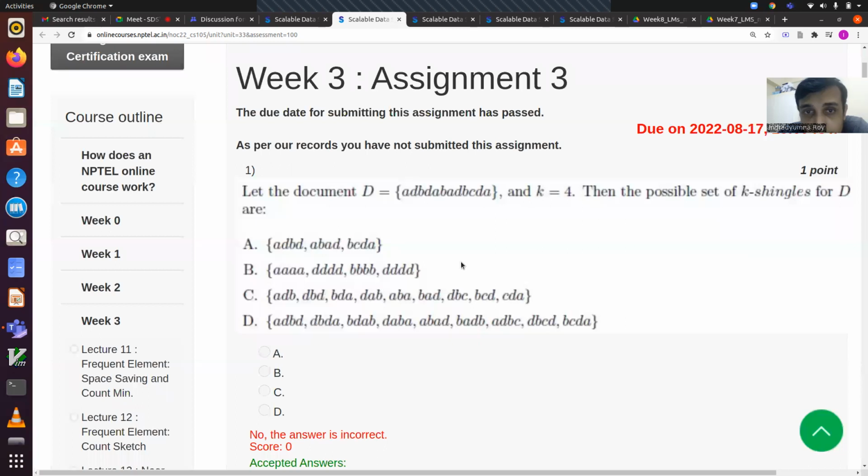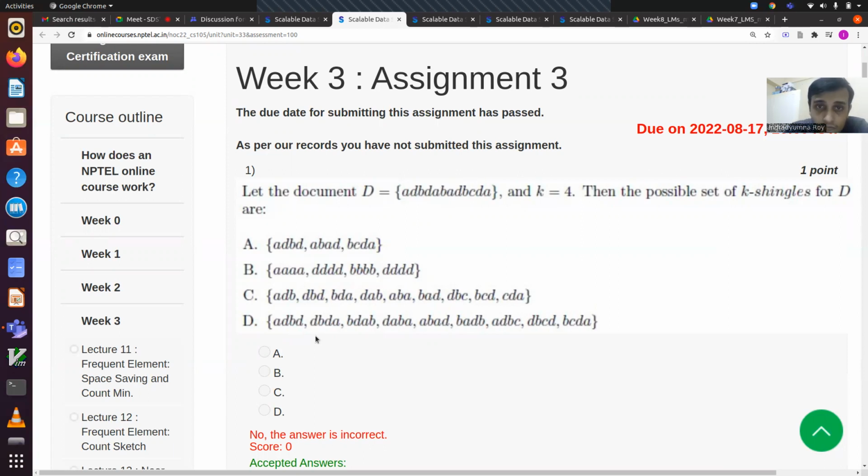Better? Okay, fine. So what I am saying is you can start at the first position, second, similarly third, fourth, fifth, sixth, seventh, eighth, ninth. After ninth, you can't go because you need 4. So you should have 9 items here: 1, 2, 3, 4, 5, 6, 7, 8, 9. 9 positions, 9 shingles of size 4. You can start at any position and then create the K shingle from that position. So 1, 2, 3, 4, then 2, 3, 4, 5, then 3, 4, 5, 6, and so on. Okay, fine.